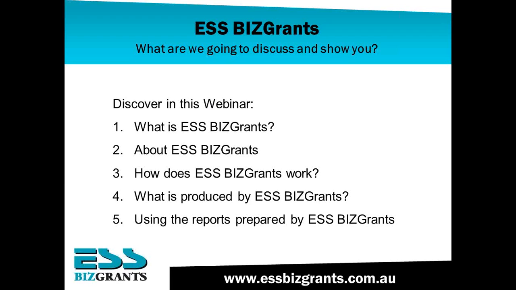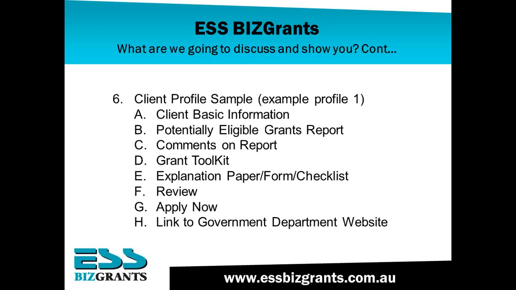So in this webinar today, we're going to look at what is ESS Biz Grants, how it works, and look at the type of reports that are produced. We basically commence with a client profile. There are 18 questions that enable us to identify the type of grants that your client might be interested in, and then we need to ask some additional questions on those grants that have initially been identified to try to conclusively prove that the client is indeed potentially eligible for a particular grant.